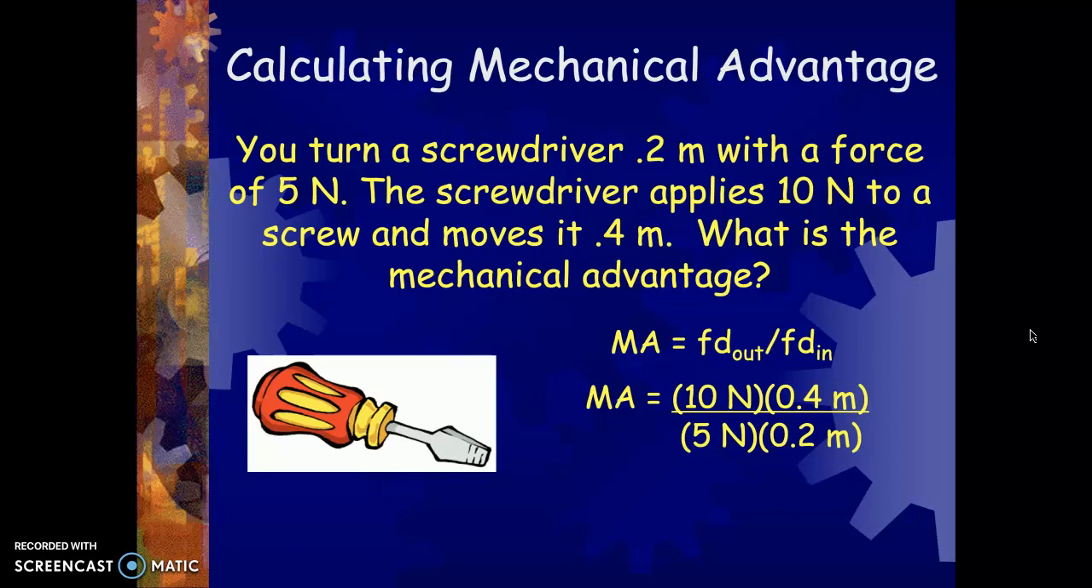So simply again, we're going to take 10 times 0.4, and we're going to get 4 newton meters, or 4 joules. And we multiply 5 times 0.2, and that's going to give us 1 joule. So 4 joules divided by 1 joule, joules cancel out. It is a mechanical advantage of 4. So again, instead of comparing the force out and force in, we're comparing the work out and work in. You can do it either way.